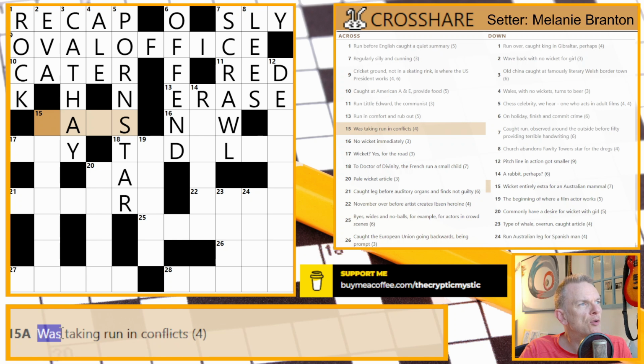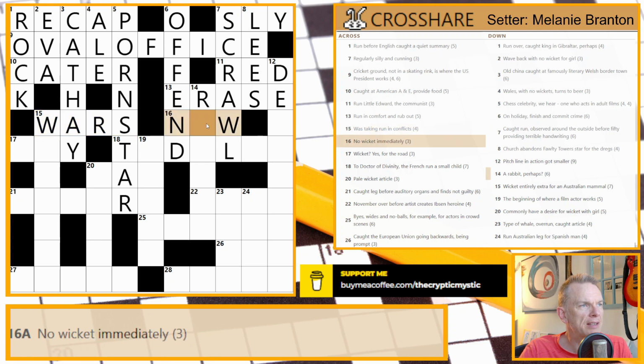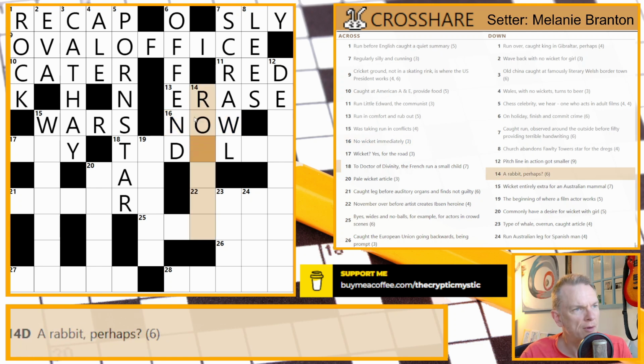So this is literally the word was, taking or containing the R of run, like an abbreviation, and it will give us a word meaning conflicts. So that's going to be wars, isn't it? Nice. 16 across. No wicket immediately. Now, wicket can be abbreviated to a W, can't it? We know that now. No is going straight into the answer. So immediately is now. There we are.